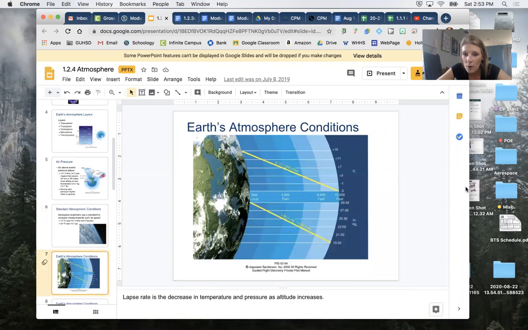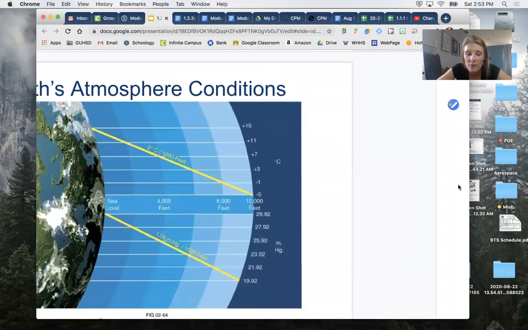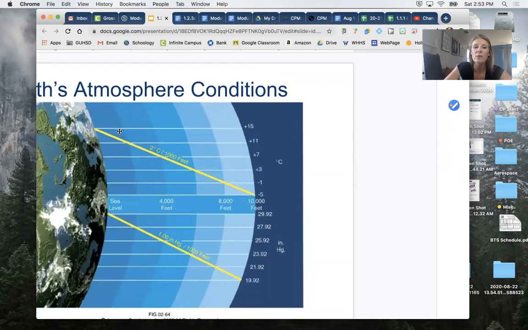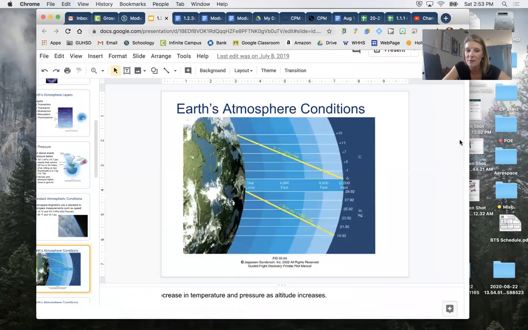Okay, so when you look here at the Earth's atmospheric conditions, the first is sea level, then we have 4,000 feet above sea level, then 8,000 feet, then 10,000 feet. We have some standard calculations that we're going to use. These right here are locations or degrees in Celsius. We're going to look at those in our measurements in the next one.